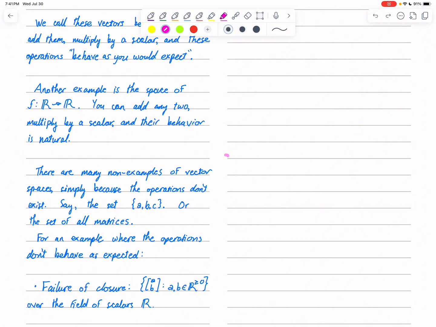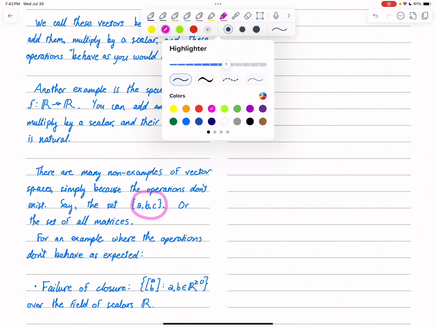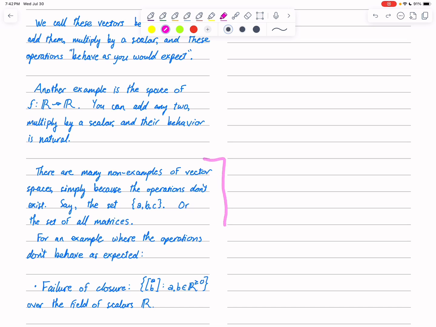There are many non-examples of vector spaces. For one thing, if we just took the set A, B, C, and especially if we think of them as strings, then what would we choose for plus and for scalar times? Nothing stands out. We have no natural thing that we would choose for this, and probably there just is no good choice that would turn this into a vector space. But the important point here is that I'm demonstrating this is not a vector space by pointing out that it doesn't have a plus and a times, at least not one that comes to mind readily.